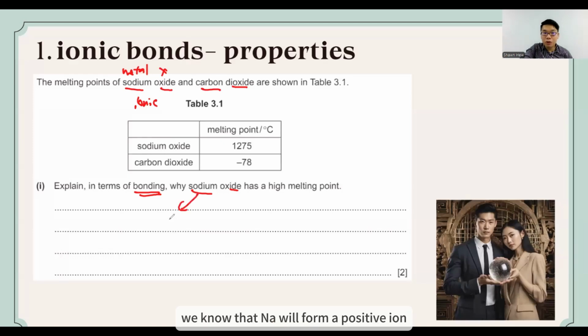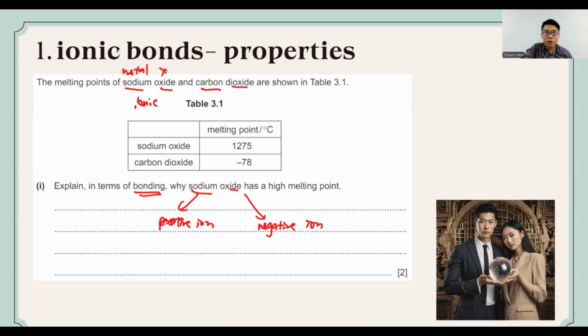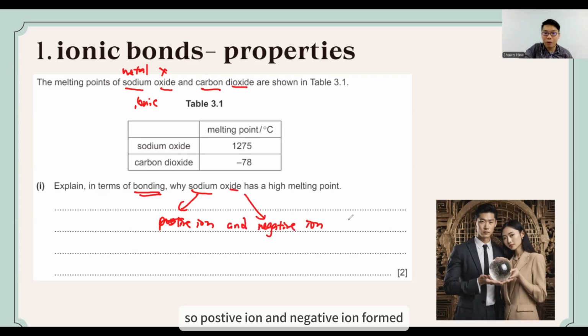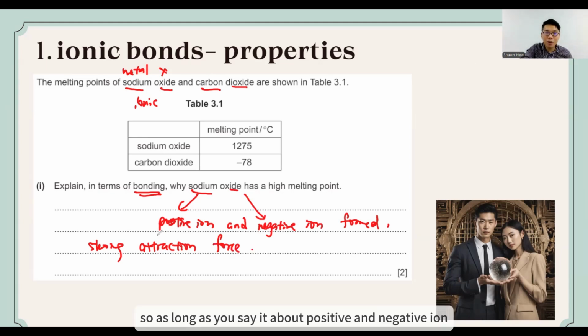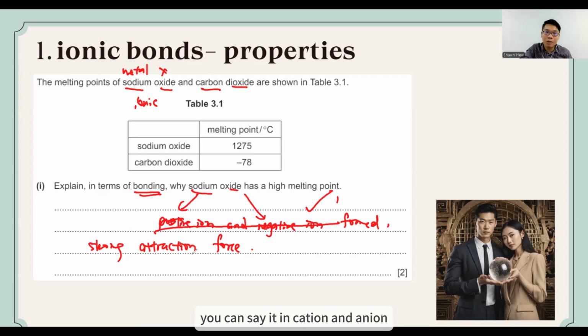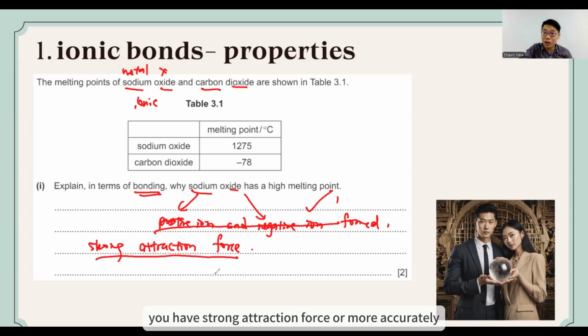So we know that sodium will form a positive ion, and oxide will form a negative ion. So when the positive ion and negative ion form, they will have a strong attraction force between them. As long as you say it's about positive and negative ions, you can say cation and anion. Then you tell me you have a strong attraction force, or more accurately, strong electrostatic forces between them, also can. Then you gain 2 marks.